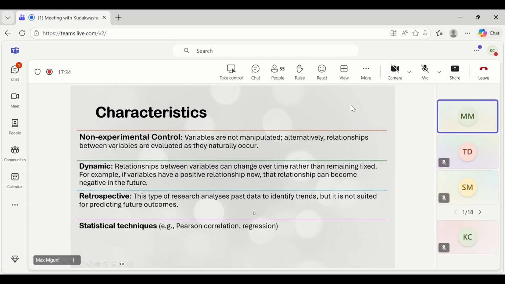Statistical techniques. Sorry, my slide just jumped over there.